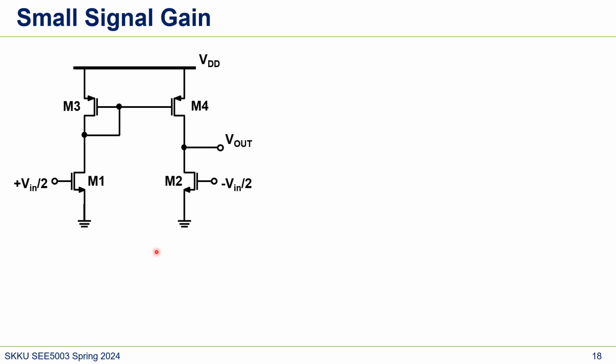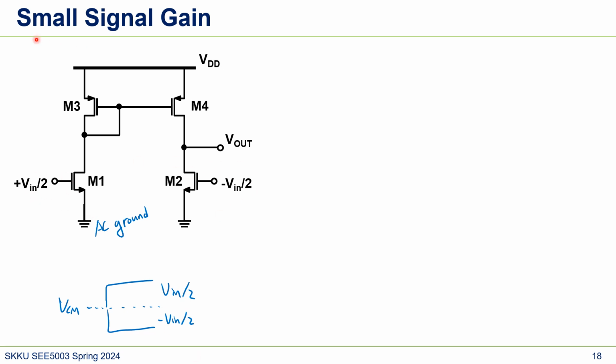If you assume the node P as AC ground, we can redraw the circuit like this. Assuming that we apply input, which is plus Vin over 2 and then minus Vin over 2. Again, this is small signal gain, which means the actual Vin will be like this: there will be VCM, and here there's VCM, and this will be Vin over 2, and this will be minus Vin over 2. That's how it is applied to the input.